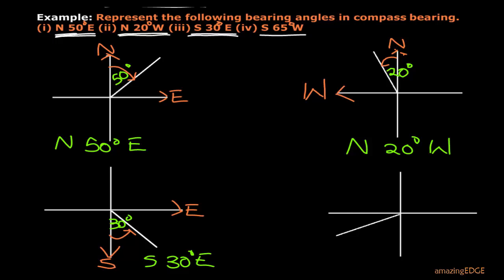Finally, the last one says you move from south to west, 65 degrees. So you get your south, you get your west. Now you're going to move from south to west, and the angle there is 65 degrees. So what we have done is, from south to west, you move 65 degrees. Such representation is what we call compass bearing. So the bearing angle could be given to you and you represent it in compass bearing, or what you call the cardinal point.